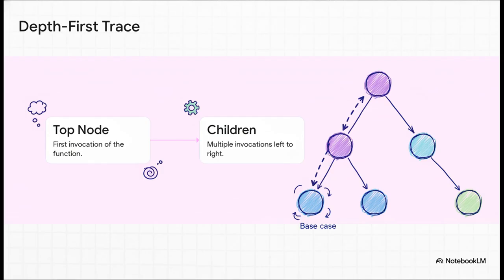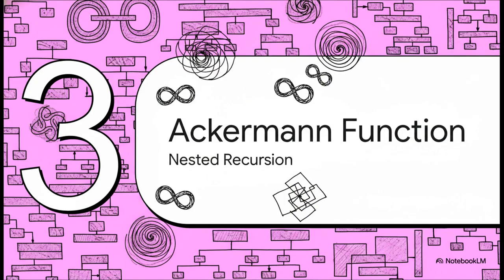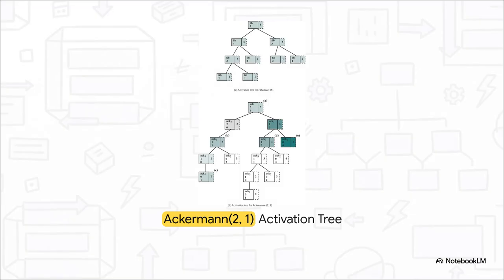It's a very methodical deep dive. All right, Part 3. Let's look at a true mathematical magic trick, the deceptive Ackermann function. This one is absolutely wild. Unlike Fibonacci, the Ackermann function actually passes the function itself as an argument inside its own recursive call. It is literally recursion nested inside recursion.